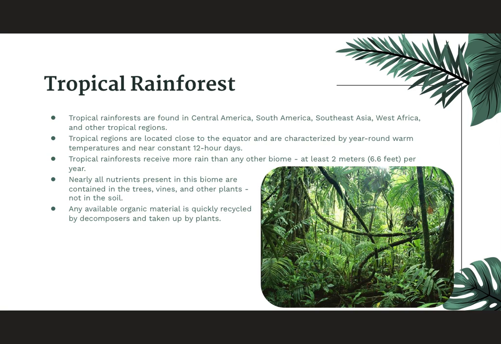So tropical rainforests receive more rain than any other biome, at least 2 meters per year, or about 6.6 feet. So that's quite a bit of rain. Nearly all nutrients present in this biome are contained in the trees, vines, and other plants, not in the soil. So this is a key characteristic of tropical rainforest. You're not going to have a lot of nutrients in the soil. They're going to be in your plant life.